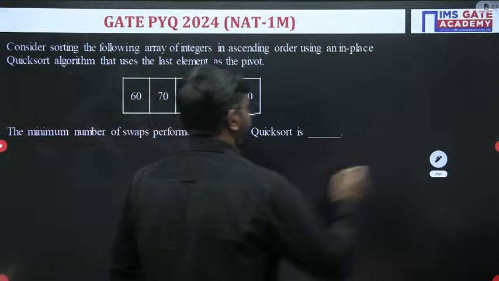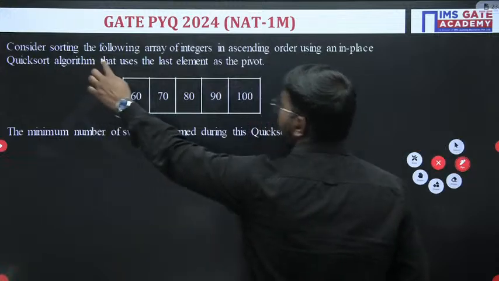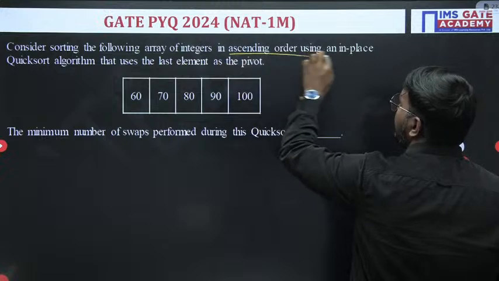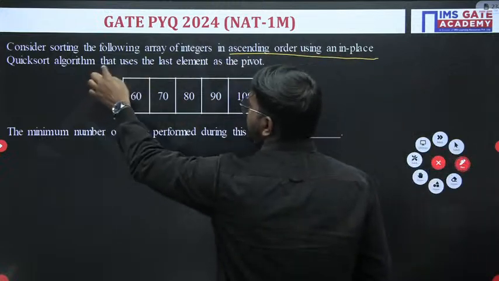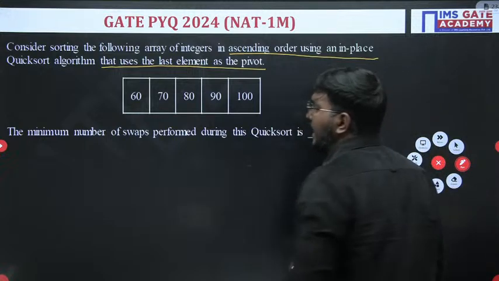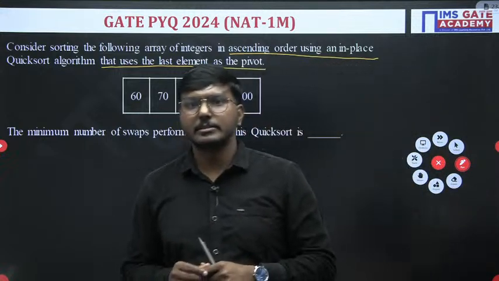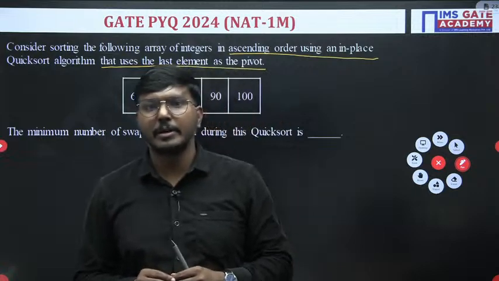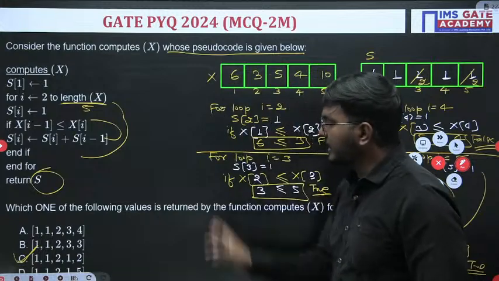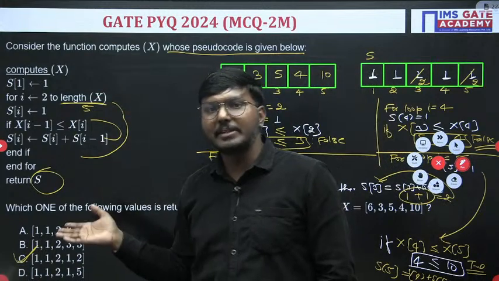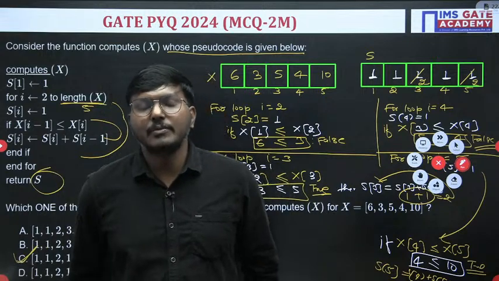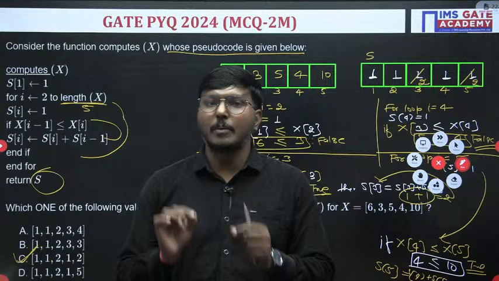See here, it says: consider sorting the following array of integers in ascending order using the in-place quick sort that uses the last element as the pivot. Okay, so in the partition algorithm we know that, sir, why are we taking the array index from 1? Because nothing is given here, the information is not given. The array index starts from 0 by default. Yes, absolutely, I am saying the array index starts from 0 by default.